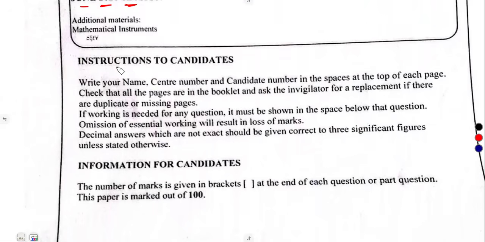So the instructions to the candidates. Make sure, especially on the calculations, this is paper one, so show all necessary calculations. And in terms of the decimal answers, which are not exact, should be given correct to three significant figures unless stated otherwise. So we're going to look into that. This paper is marked out of 100.